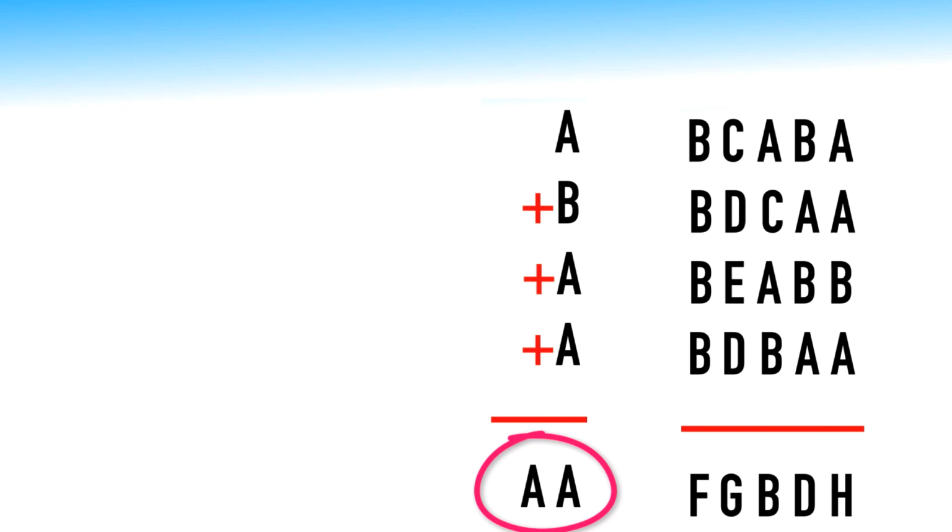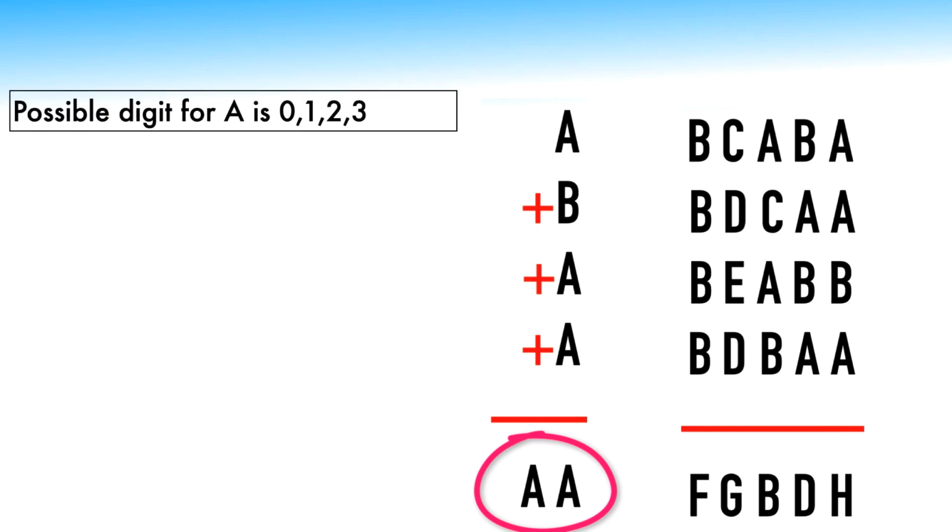Possible digits for A are 0, 1, 2, 3. Why? It is because we know that the maximum sum possible using 4 digits is 39, including remainder. So A cannot be more than 4. We can eliminate 0 because 0 cannot be a digit for A. So now consider if A equals 1.